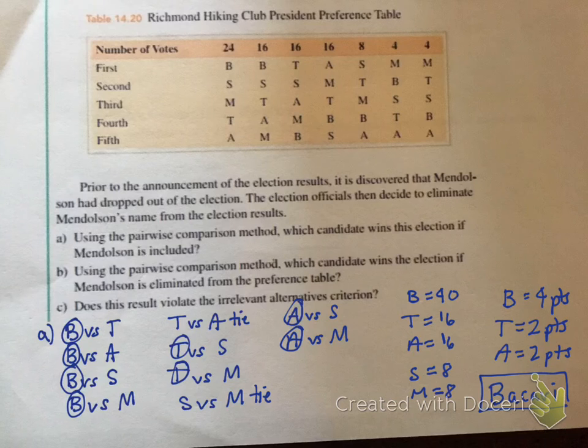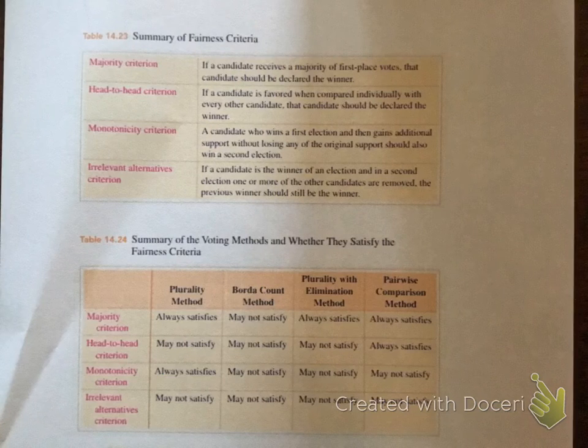So let's go ahead and look at part B, which tells us, using the pairwise comparison method, which candidate wins the election if Mendelssohn is eliminated from the preference table. Okay, well, if Mendelssohn is eliminated, and I'm just going to put this on the side here, then we have B equals 40. T equals 16. A equals 16. S equals 8. And M equals 8. Remember, I'm removing M, so let me get rid of them.